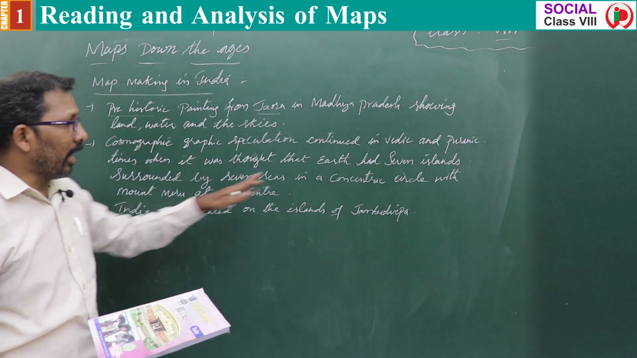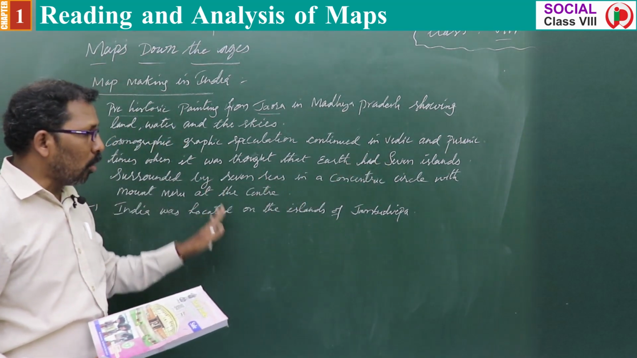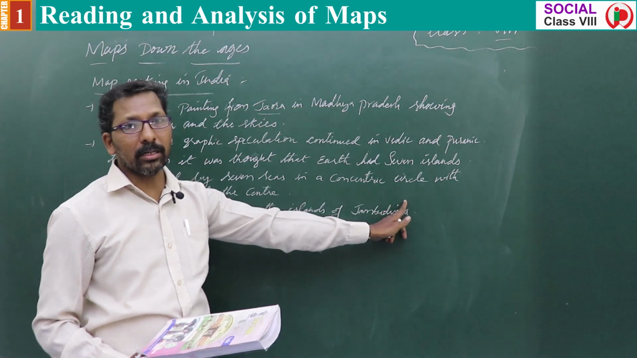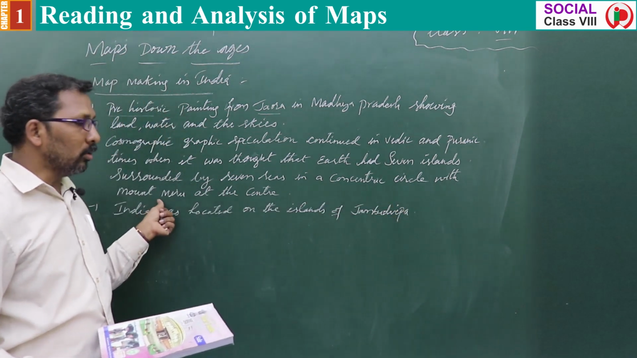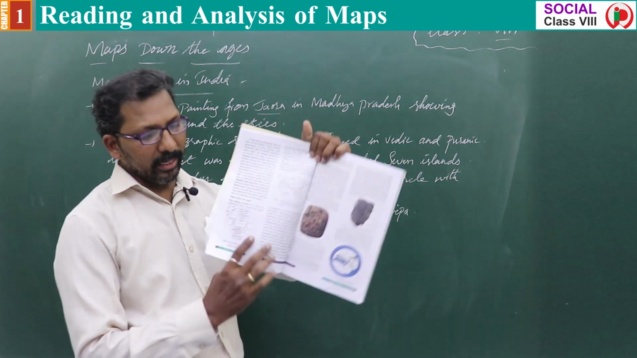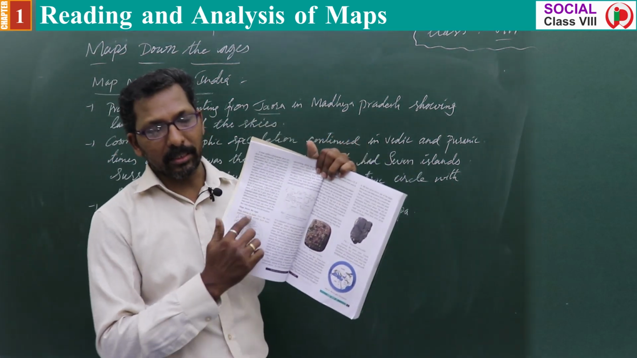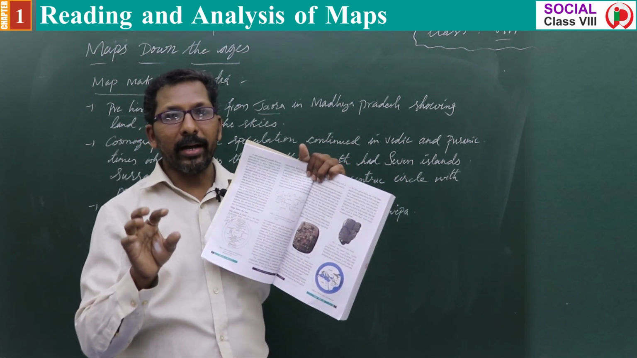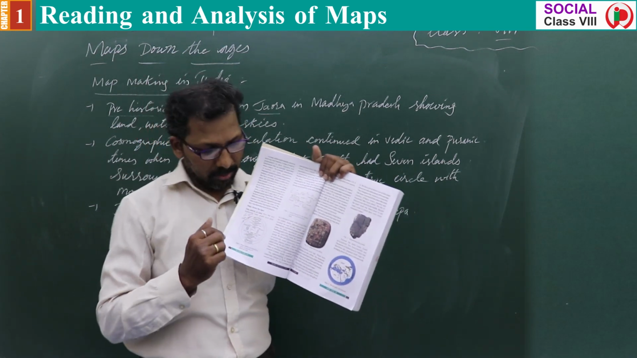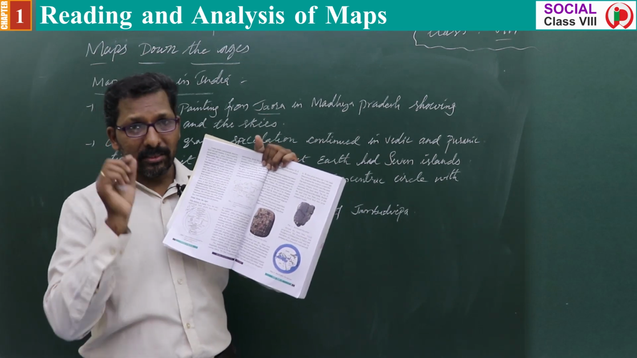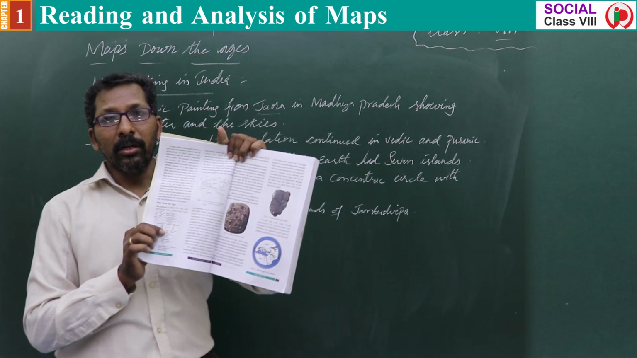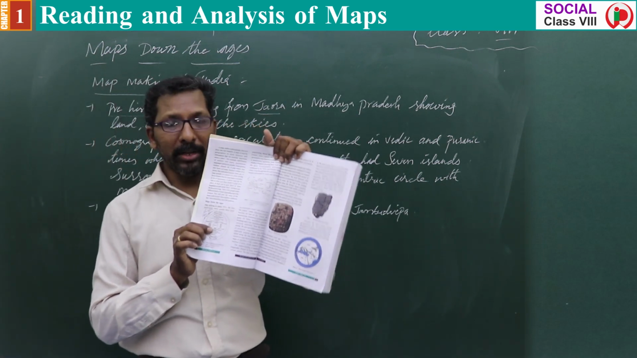So these 7 islands are surrounded by the 7 seas in a concentric circle with Mount Meru at the center. You can see here, this is the concentric circle, where the 7 islands are surrounded by 7 seas, and at the center we can see Mount Meru. Mount Meru is present.